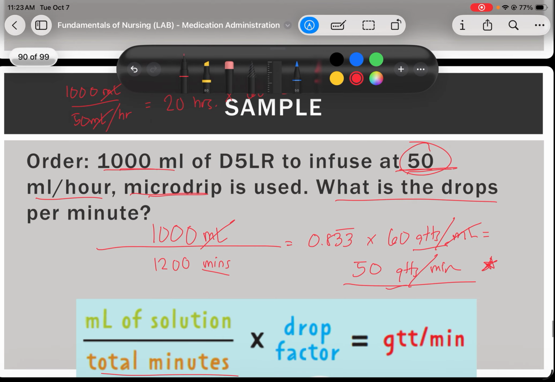Just like that, class. Very easy. Like the drop factor, no? So I want you to practice ahead of time. I will send you a resource later which you can use to practice the IV drops.